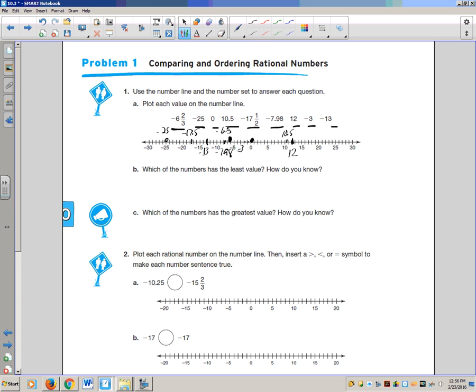What is the least value on all of those? Negative 25. Farthest left. The farther you go left on your number line, the smaller the number gets. What's the biggest one? That would be 12. Farthest right.